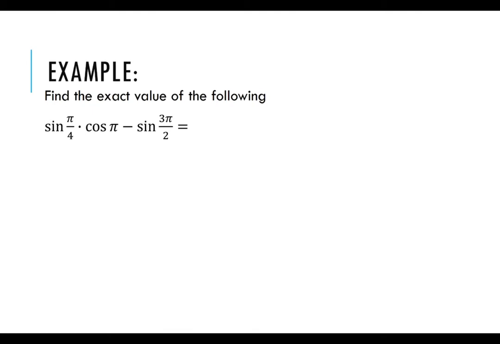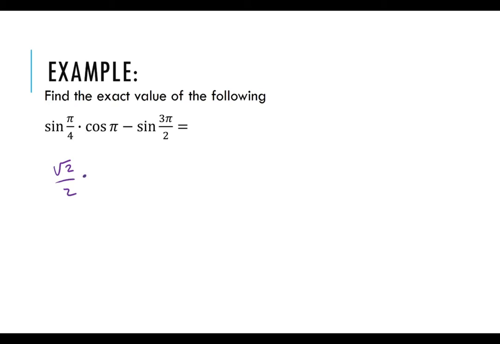We can do sine of pi fourths times cosine of pi minus sine of 3 pi halves. Well, all we need to do is just use our definitions, find these things using the unit circle that we've got going on and those exact values for pi fourths, and we can do the arithmetic and be done. So what is sine of pi fourths? Sine of pi fourths is just root 2 over 2.